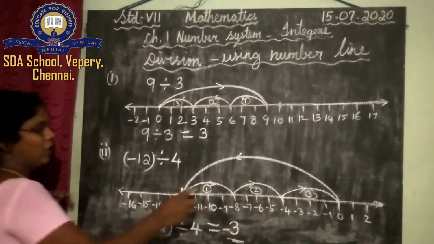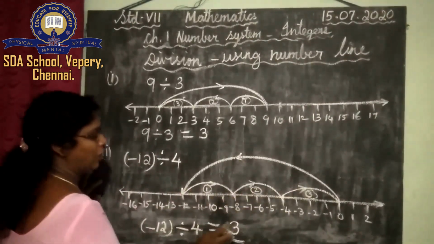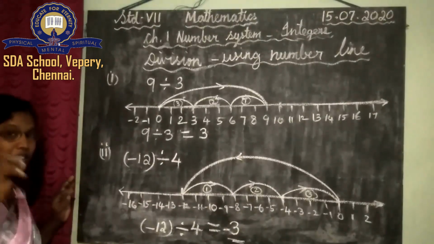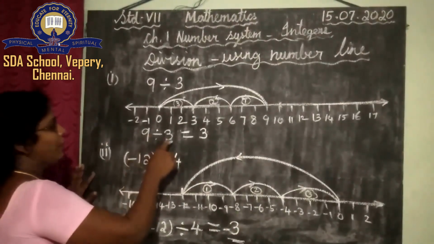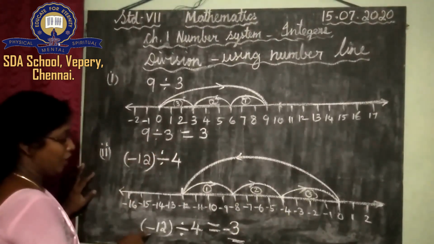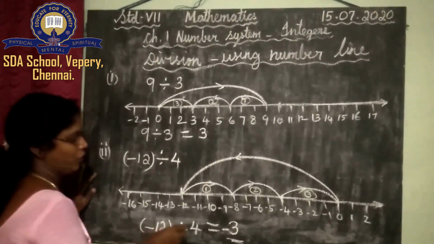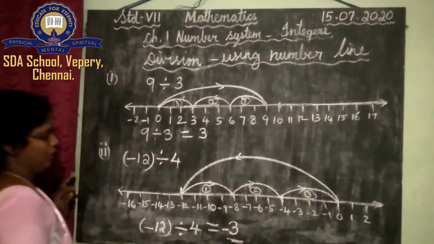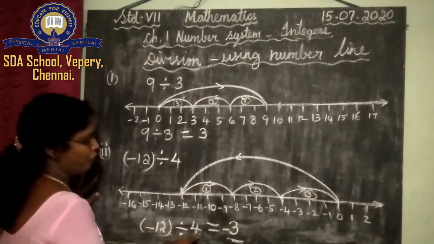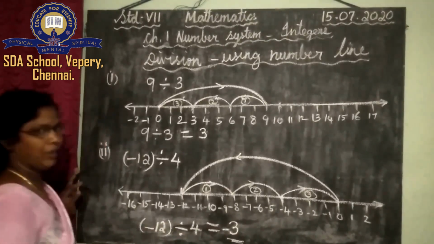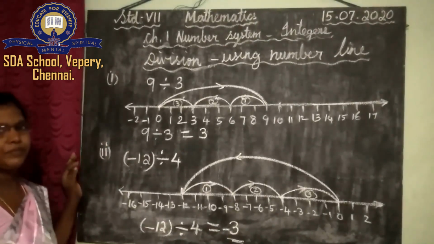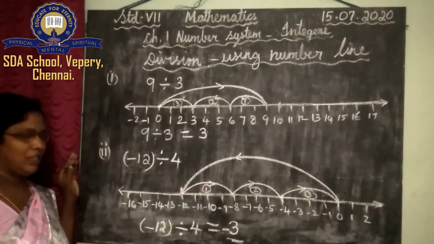You should not think only 3 times, so put only 3 as the answer. Not like that. We have to check the sign also. Here both are positive, so positive sign. But here we have one negative sign, so we need to put negative sign here. So minus 12 divided by 4 is equal to minus 3. Understood? Yes, copy down.